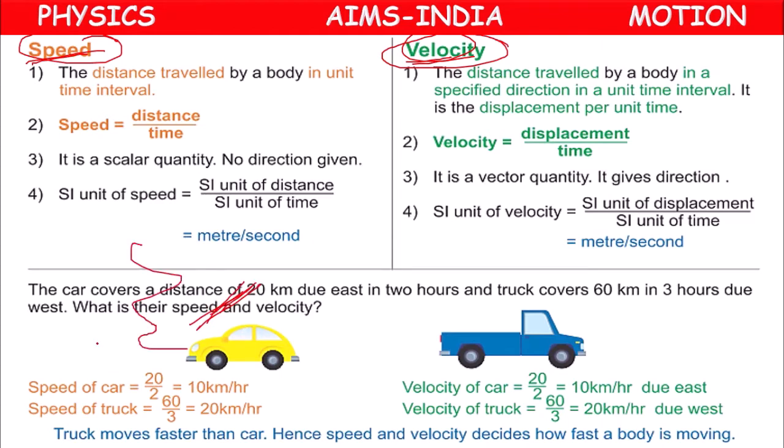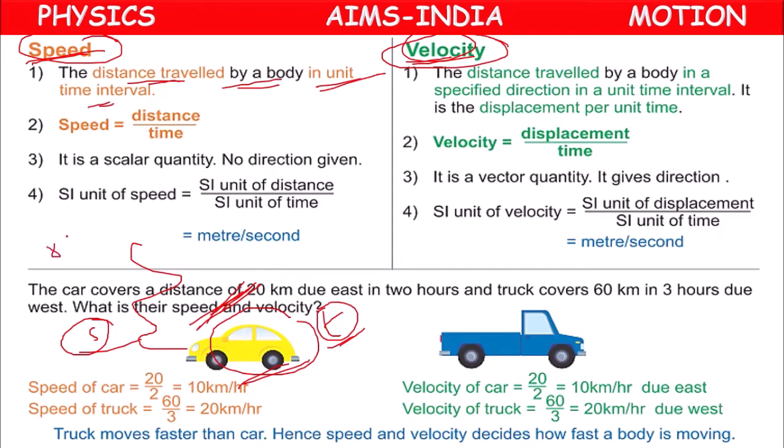It covered some distance in some time t. The distance traveled by the car in some time is called the speed of the car. So speed means distance traveled by a body in unit time. Suppose it went 80 kilometers in 2 hours.